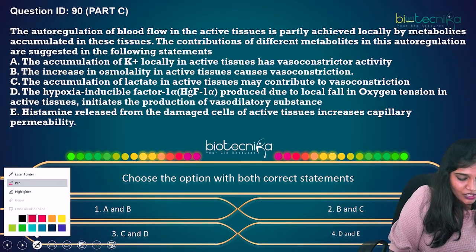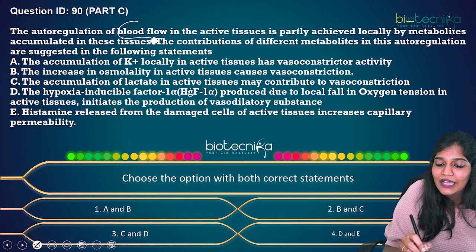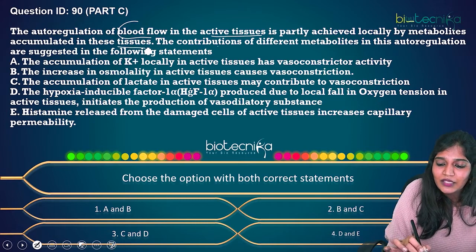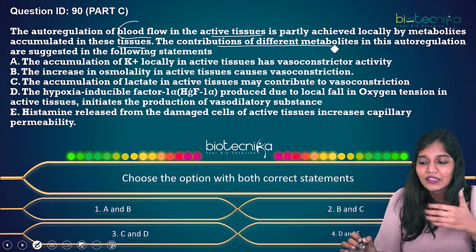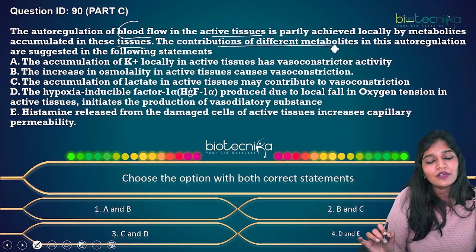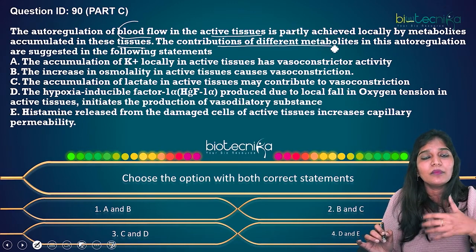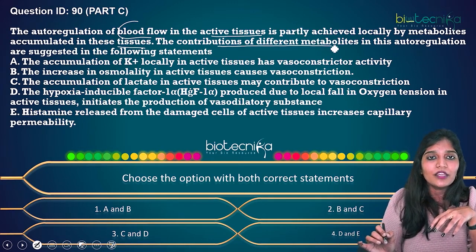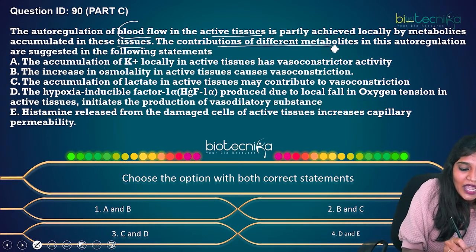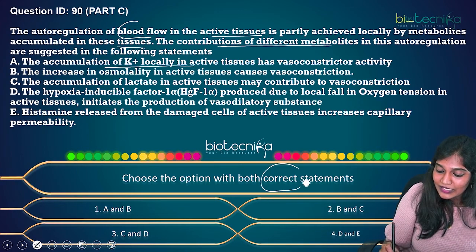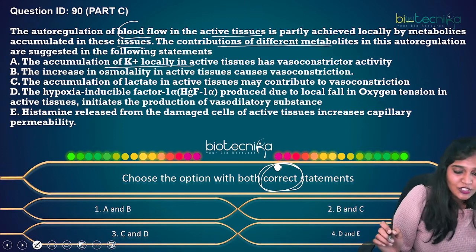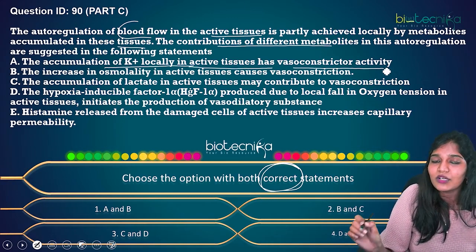The autoregulation of blood flow in the active tissue is partially achieved locally by a metabolite accumulated in the tissues. The contribution of these metabolites in this autoregulation is suggested in the following statements. Which means there are active tissues and the blood flow in the active tissue is autoregulated because of the metabolites they are talking about. If the metabolite increases or decreases, what is their contribution, they are asking. We have to find out the correct statements. Let's go one by one. The accumulation of potassium locally in active tissue has vasoconstriction activity.